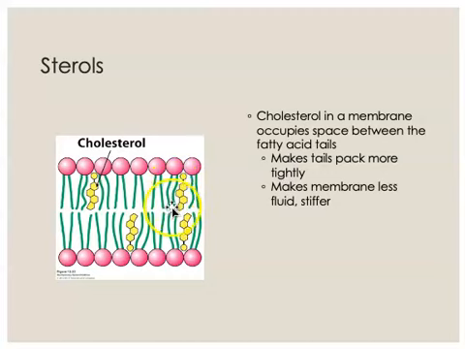It pushes the tails out of the way, in fact, because it's such a big, bulky molecule. When you add cholesterol to the tail region of a membrane, you take up a lot of the space that was in the tail region. Less space means that these tails are more tightly packed together, and this membrane is less fluid. It's stiffer.